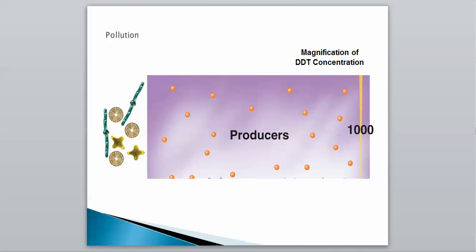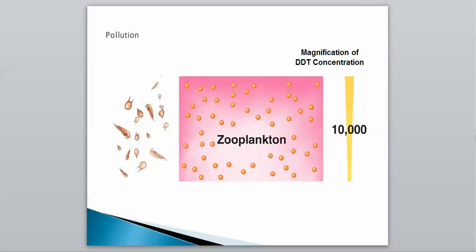They can't eliminate it. Now the next big problem is that the phytoplankton serve as food for the zooplankton. The zooplankton have to eat a ton of phytoplankton in order to survive, and therefore they're going to have more buildup inside their tissues. Since they're eating phytoplankton that are full of DDT, they become full of DDT. And so now the concentration is up to 10,000 times the original.